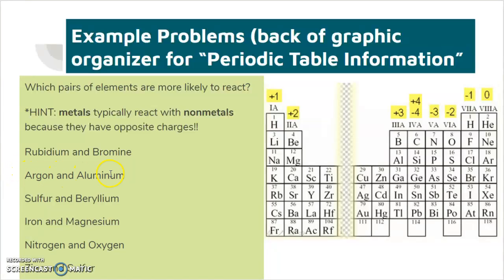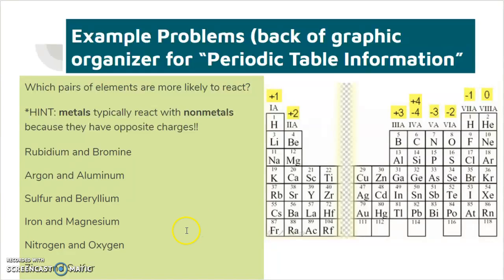All right, then we get to argon and aluminum. Argon is right here in this column. These elements don't form ions. They're very stable. So that means that argon is not reactive at all. Aluminum, however, can form an ion, but since argon is not reactive and these don't have opposite charges, it's not really going to happen. Then we have sulfur and beryllium. Beryllium is here, +2 charge. Sulfur is here, -2 charge. These have opposite charges. Beryllium is a metal, sulfur is a non-metal, so they're very likely to react.